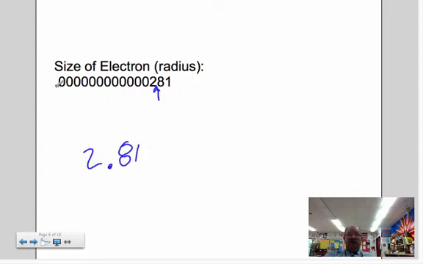2.81. How many spots did I move my decimal point? 1, 2, 3, 4, 5, 6, 7, 8, 9, 10, 11, 12, 13. So 2.81 times 10 to the 13. But we moved it in the other direction. We moved it for a small number, so it's 10 to the negative 13. 2.81 times 10 to the negative 13. So when we have negative numbers as our exponent, it means we've got a really, really small number in scientific notation.